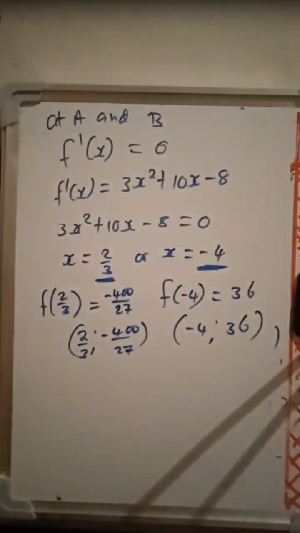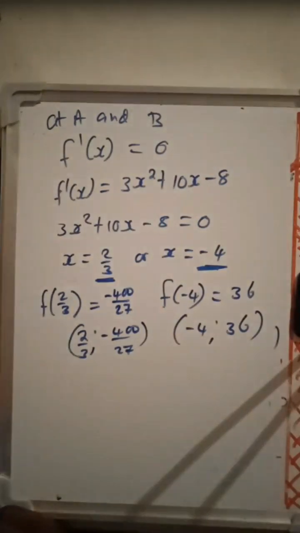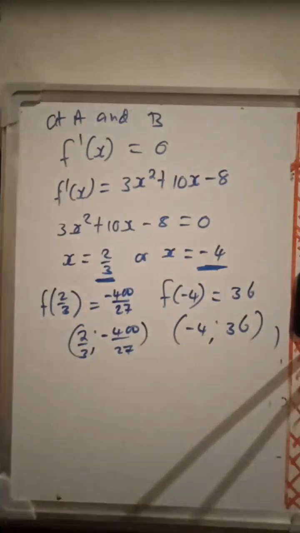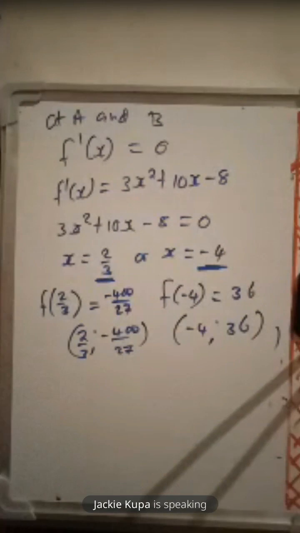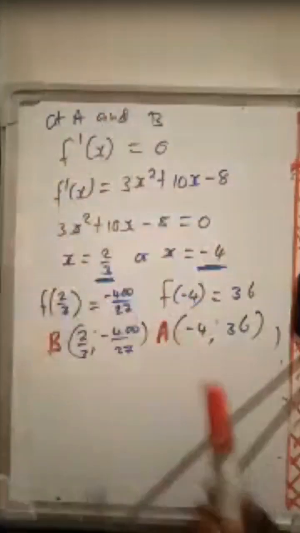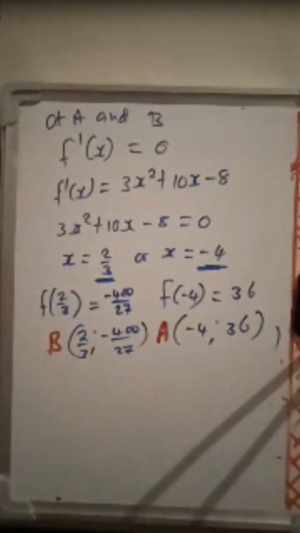Comparing between A and B there, which one is A and which one is B? Can somebody tell me? I think this one is A. Yes, A is negative 4 and 36. Okay, so that is A and that is B. So in order for us to get our stationary points, we can use the first derivative equated to 0. Solving this is just solving a simple quadratic equation.